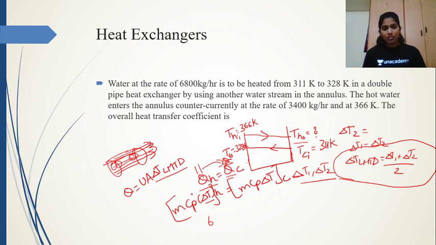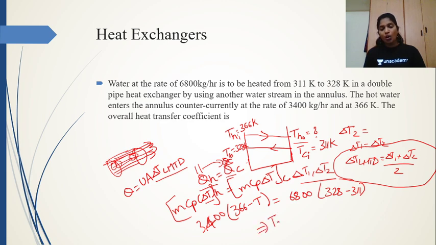So here the two types of materials are the same, which is water, and you will be getting 3400 kg into (366 minus T) is equal to 6800 kg per hour into the temperature difference, 328 minus 311. From this we'll be getting the temperature of hot fluid at the exit.